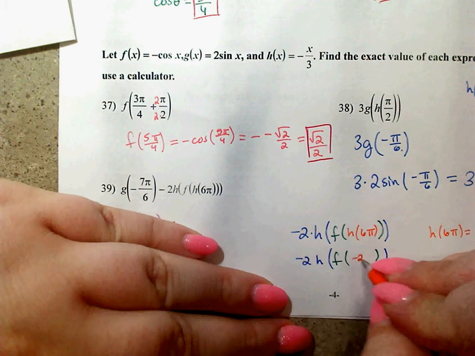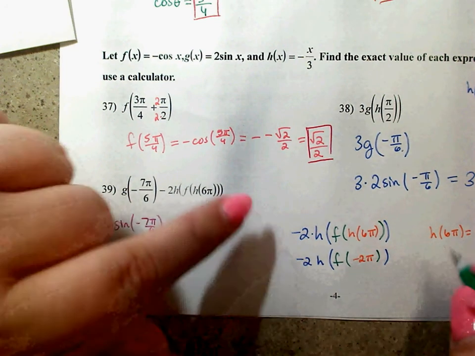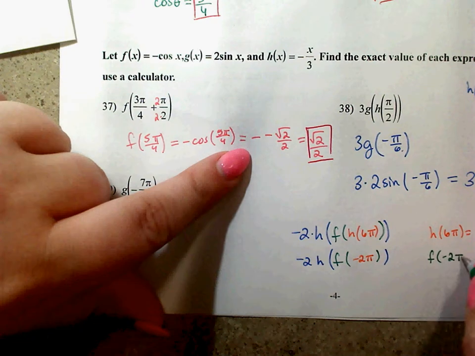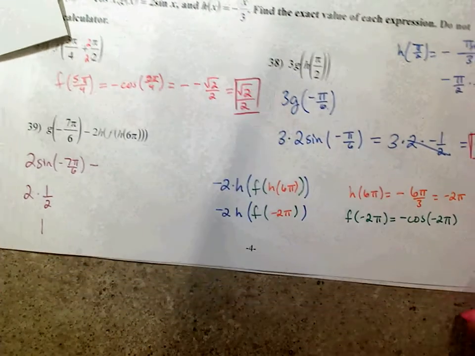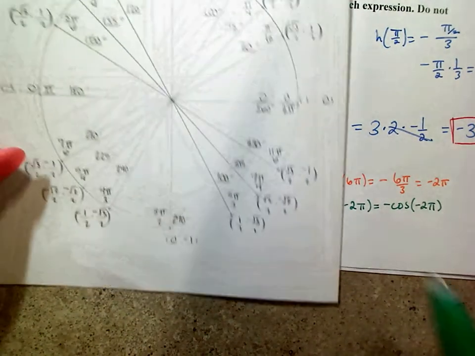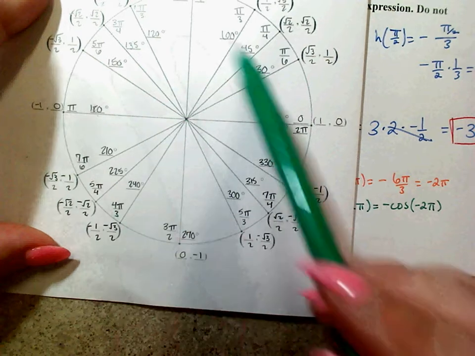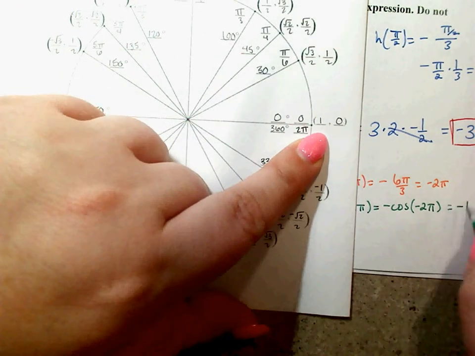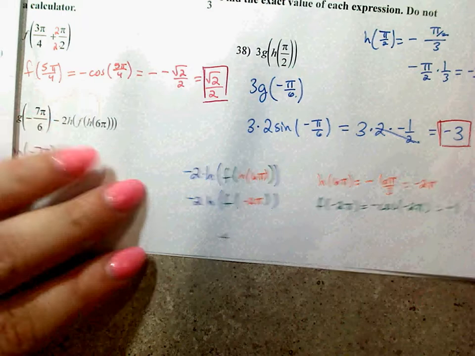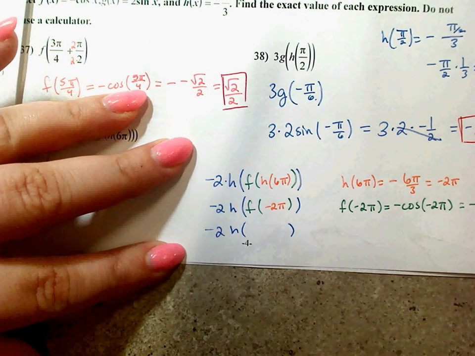So now I'm going to plug negative 2 pi into f. So f of negative 2 pi means negative cosine of negative 2 pi. Well, negative 2 pi just means go backwards. So this is going forwards 2 pi, going backwards 2 pi. I still have them in the same spot. Cosine is 1, so that's negative 1 because of the negative out front. So f of negative 2 pi is negative 1.